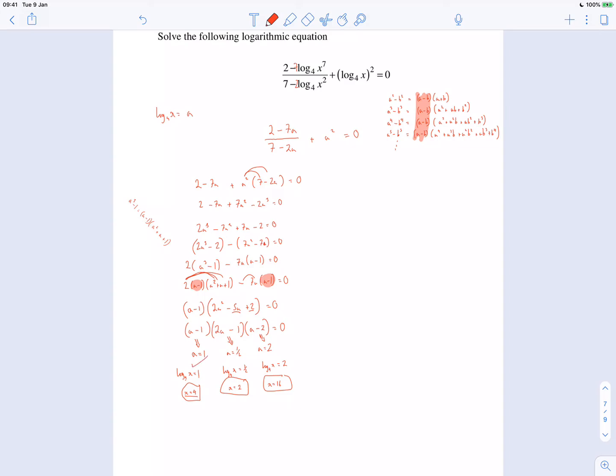X equals 1, and then if that's a half, I've got 7 minus 2 lots of a half, which is 7 minus 1, so that's 6, so that's okay. And 7 minus 2 lots of 2 is 3, so that's okay. And then I can always substitute in real values for x, that's totally fine.